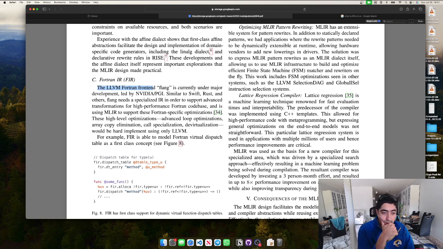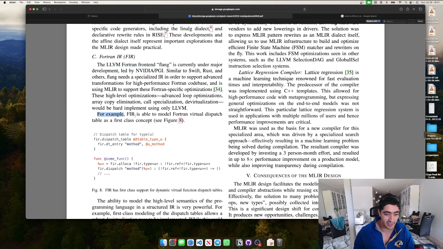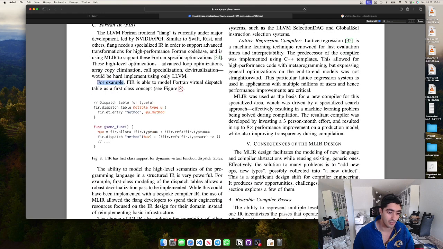Okay, so these high-level optimizations, advanced loop optimizations, array copy elimination, call specialization, devirtualization would be hard to implement using only LLVM. For example, FIR is able to model a virtual dispatch table as a first-class concept. Okay. FIR.dispatch_table, !fir.dtable type.